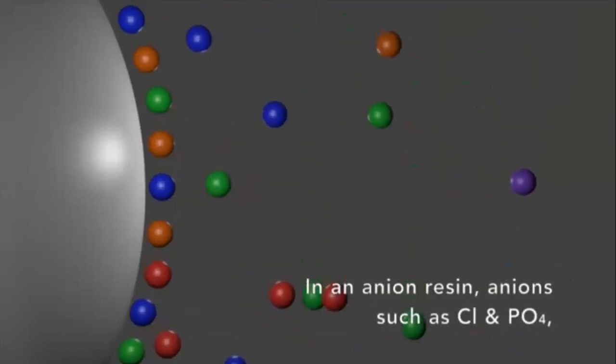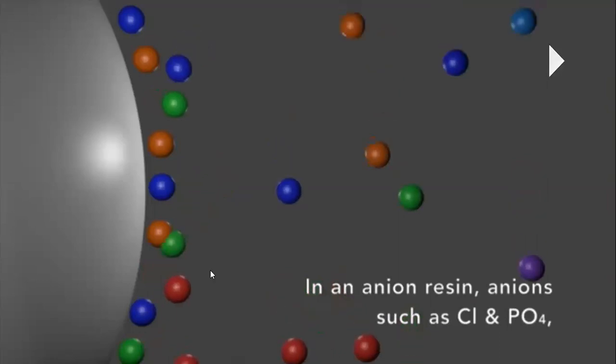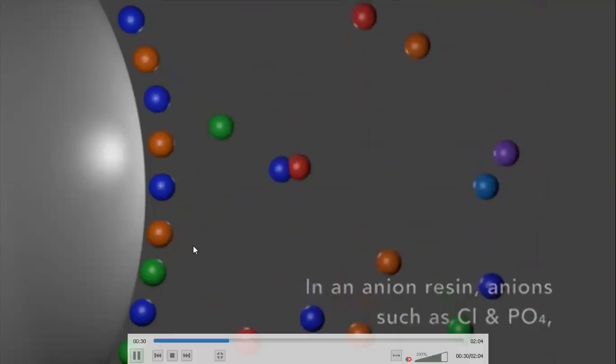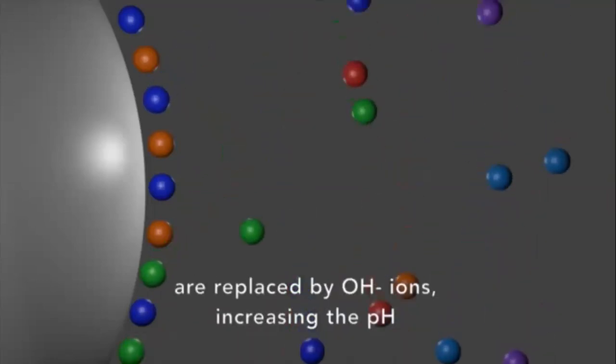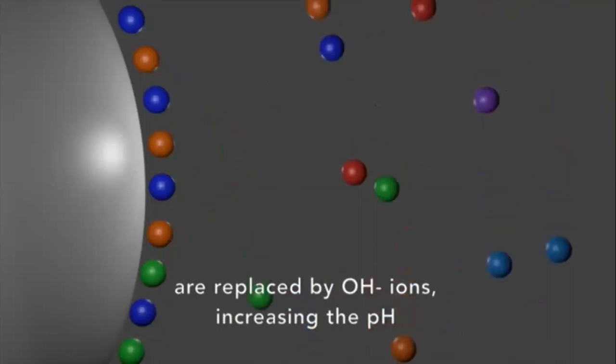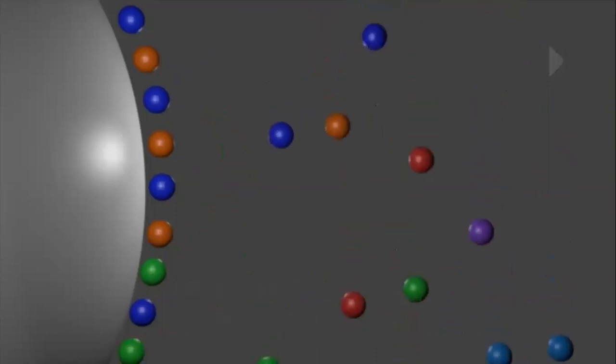So we have two resins: anion resin and cation resin. In the anion resin, we have chlorine and PO4, so these act as anions, and these are replaced by OH negative ions. Here the pH of water increases.